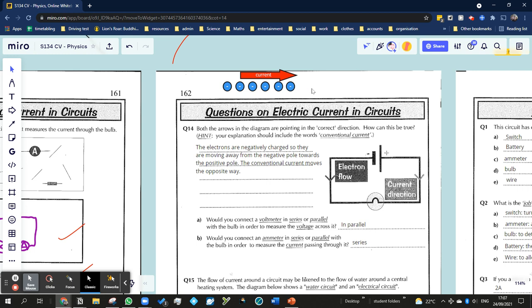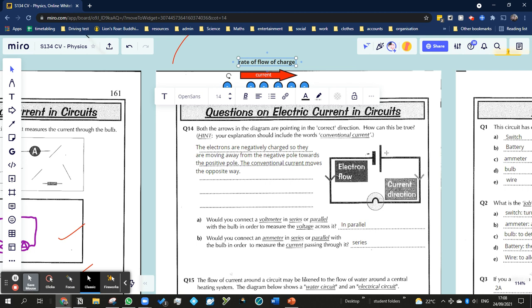But how is it that the current is moving from left to right? Well, before we repeat that process, let's think about what current is. It's the rate of flow of charge. Now, if we don't stipulate whether we mean positive charge or negative charge, then really we have to assume it's positive charge.